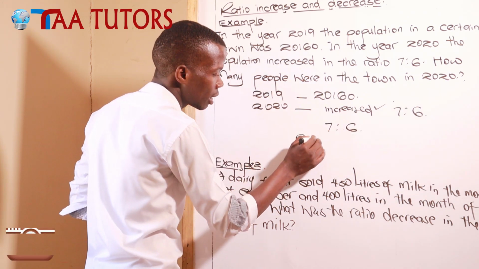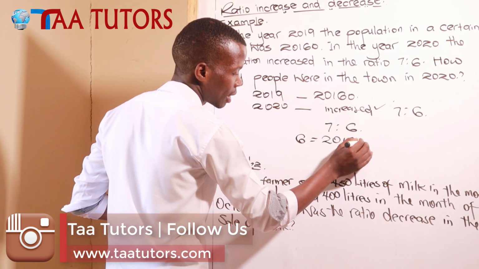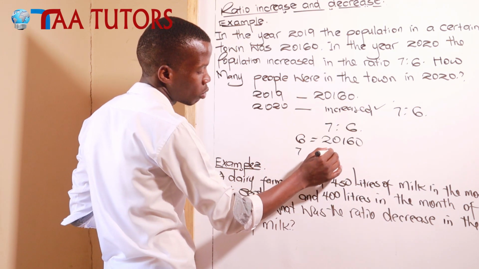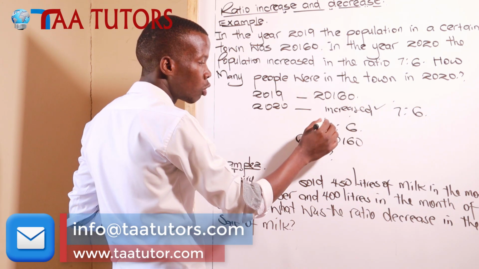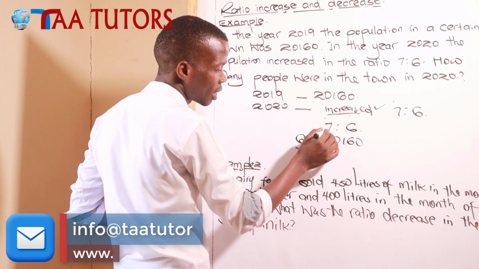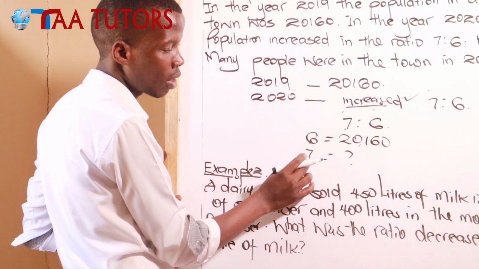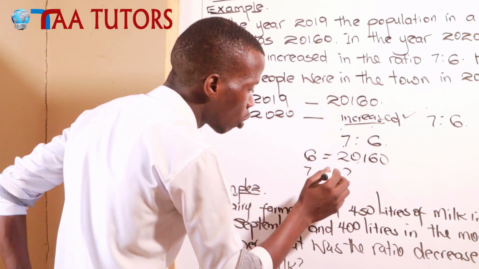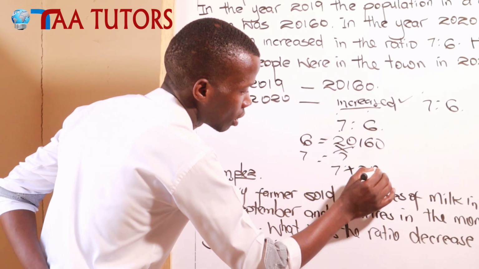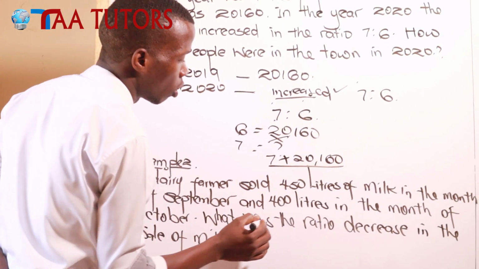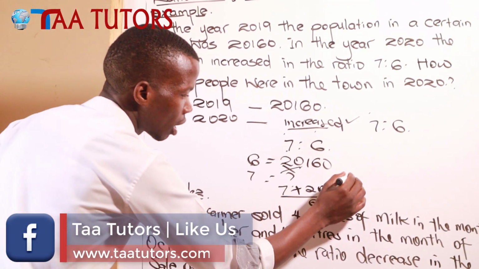So 6 represents 20,160. We don't know 7, because 7 is the increase here. So 6 is equal to 20,160, therefore 7 will be what? That's how we should look at it. So we cross multiply. You are going to have 7 times 20,160 all over 6.